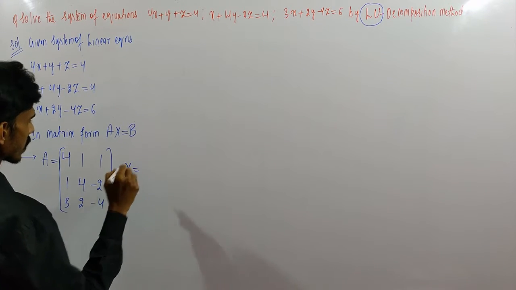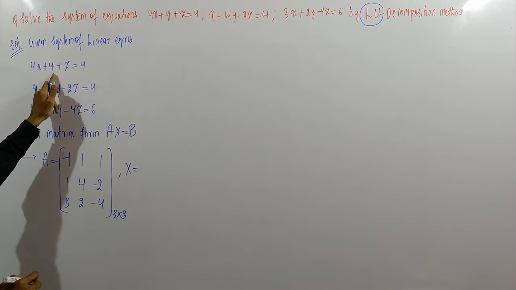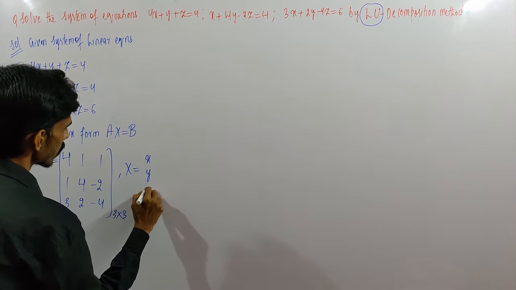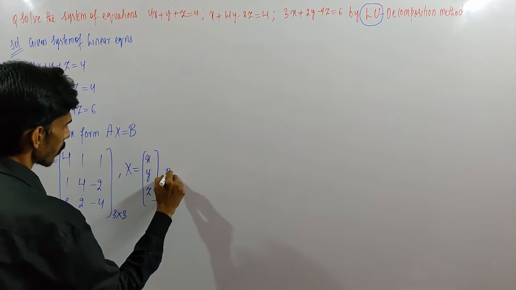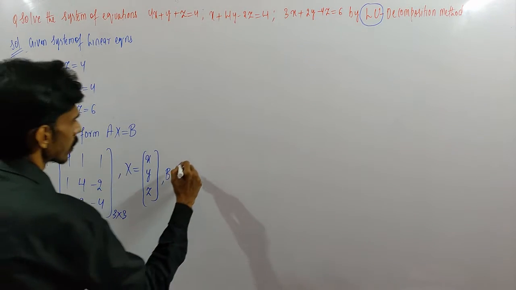Here we have X, the variable matrix. We have three variables, so write down x, y, z. B is equal to 4, 4, 6.